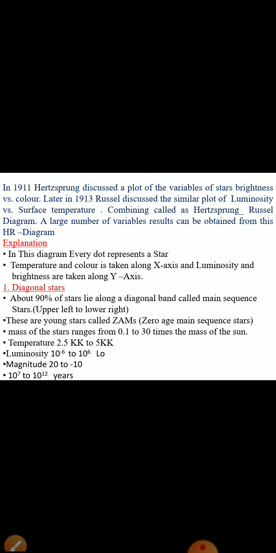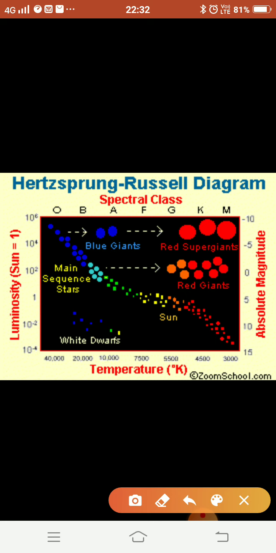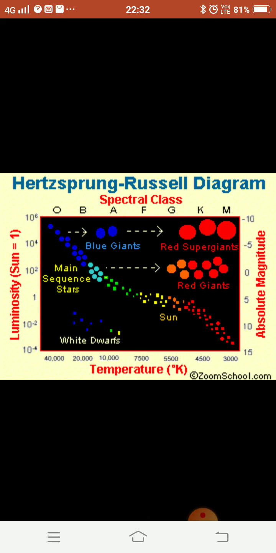First, the diagonal stars. It is observed that 90% of stars lie along a diagonal band called the main sequence stars. They run from the upper left to the lower right of the diagram. About 90% of the stars lie along this diagonal band, and they are called main sequence stars. We can see here, from the left top to the right bottom, these are all called main sequence stars.